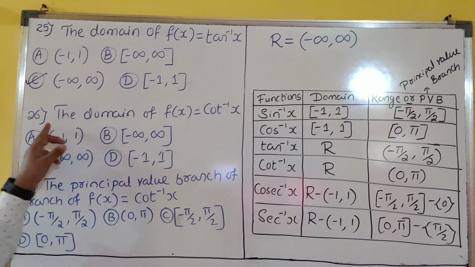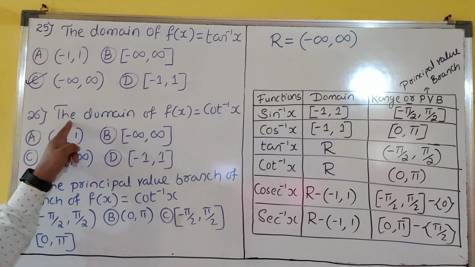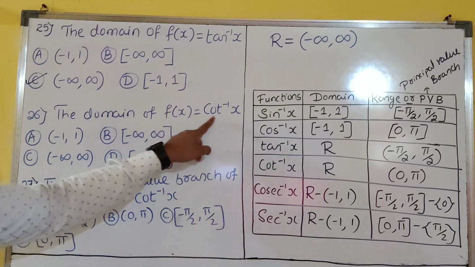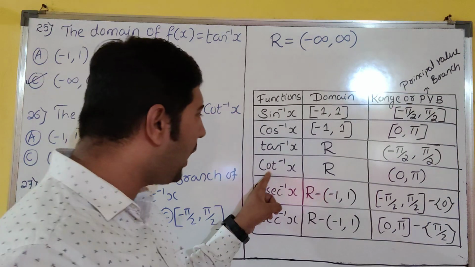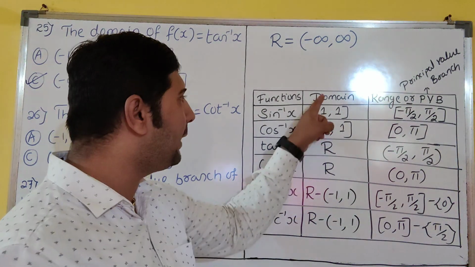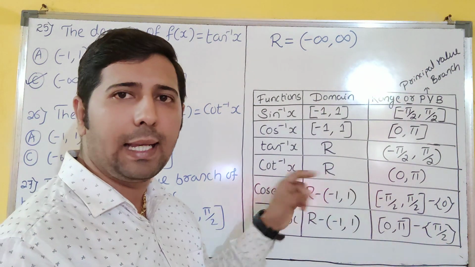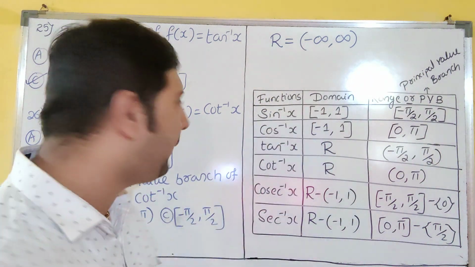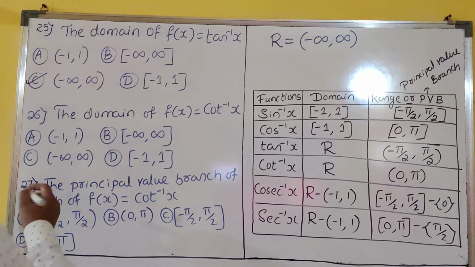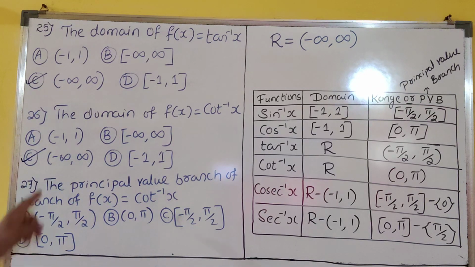So next question we'll see. Question 26: the domain of f of x is equal to cot inverse x. What is the domain of cot inverse x? The domain is the real numbers. Again, real numbers means the interval minus infinity to plus infinity. That option is again matching with C only, dear students. So C is our correct answer. I hope you are understanding.